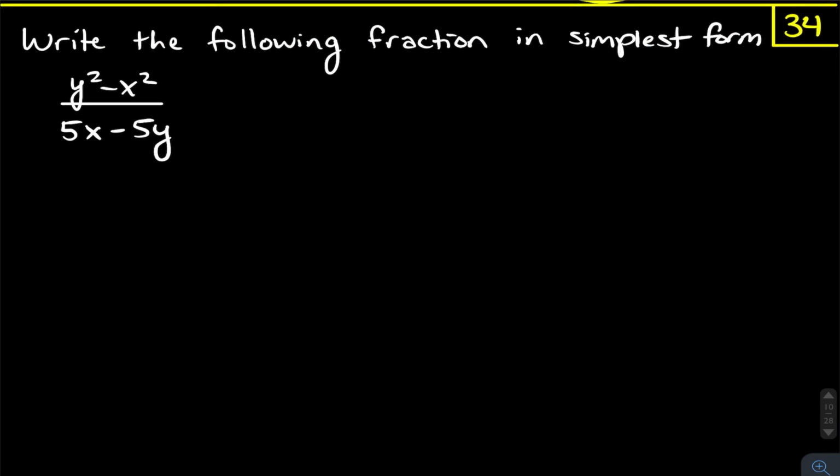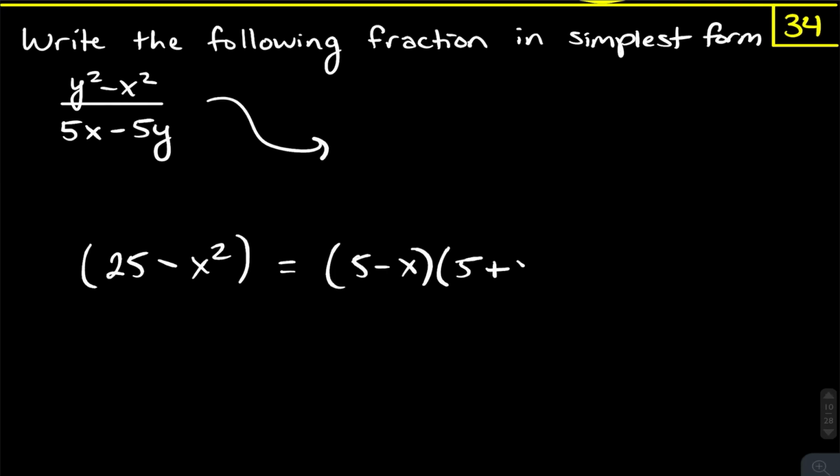And that next problem is to write the following fraction in simplest form. Well, you have y squared minus x squared over 5x minus 5y. Now, this problem, hopefully, if you remember the whole difference of two perfect squares story from before, right? Hopefully you can see that this is difference of two perfect squares, right? And so if you want to just write that like it kind of looks like a 25 minus x squared, right? Or something like that, where you have two perfect squares. Okay, and you're taking the difference of them. So if we wanted to do that, we'd write this as 5 minus x and 5 plus x.